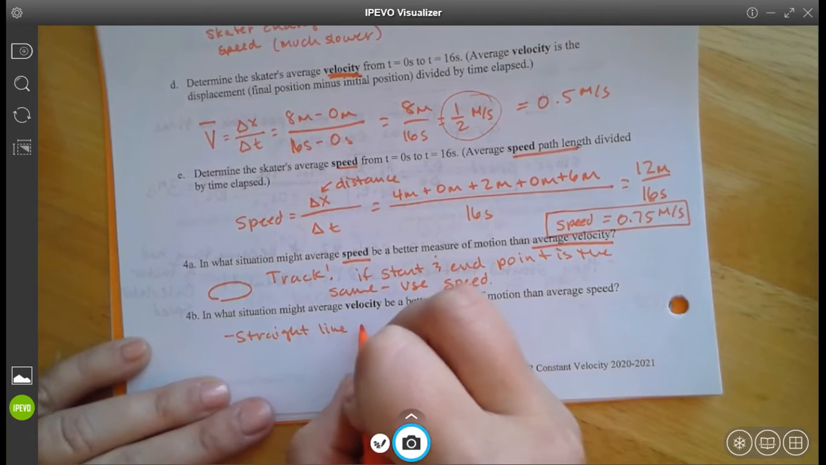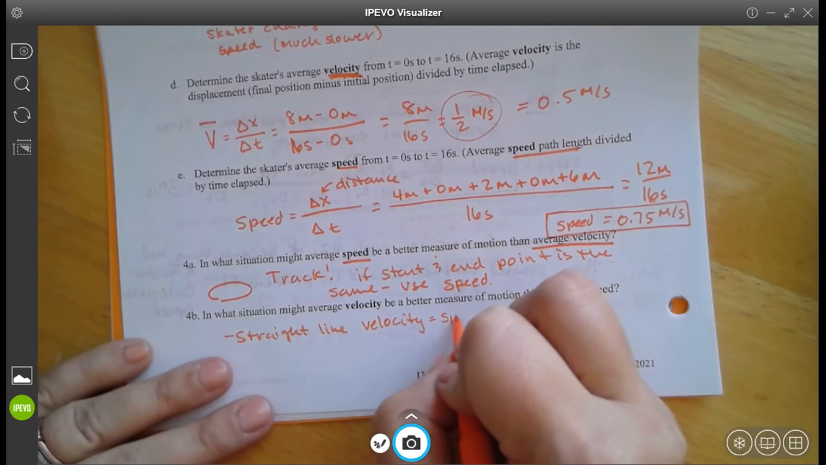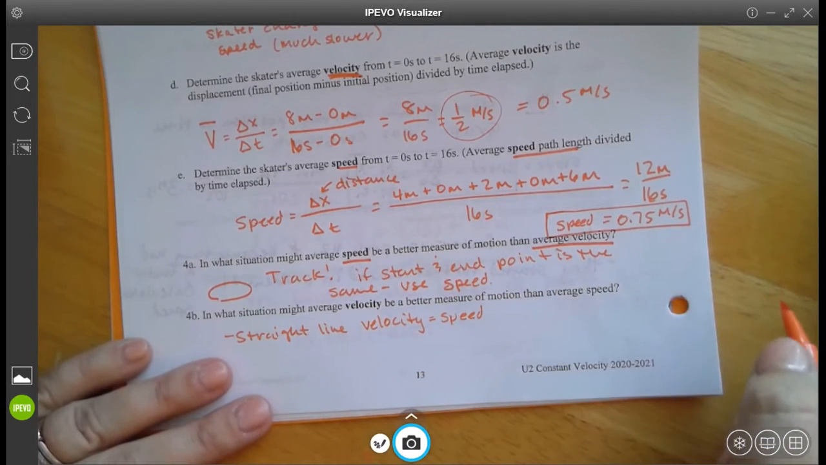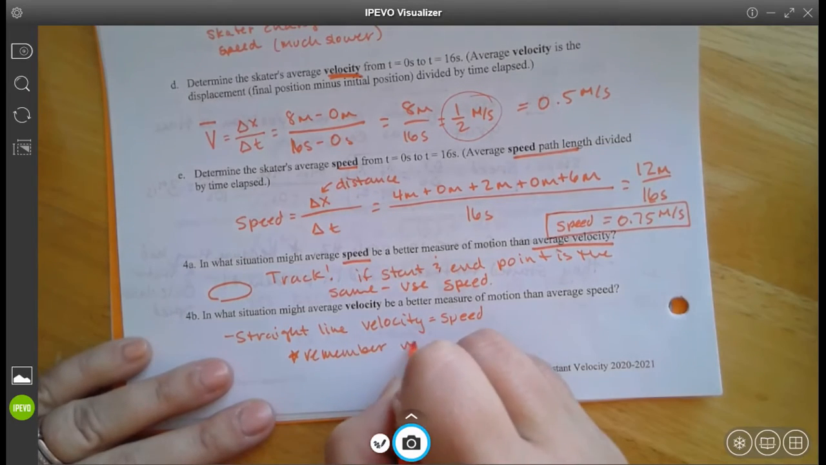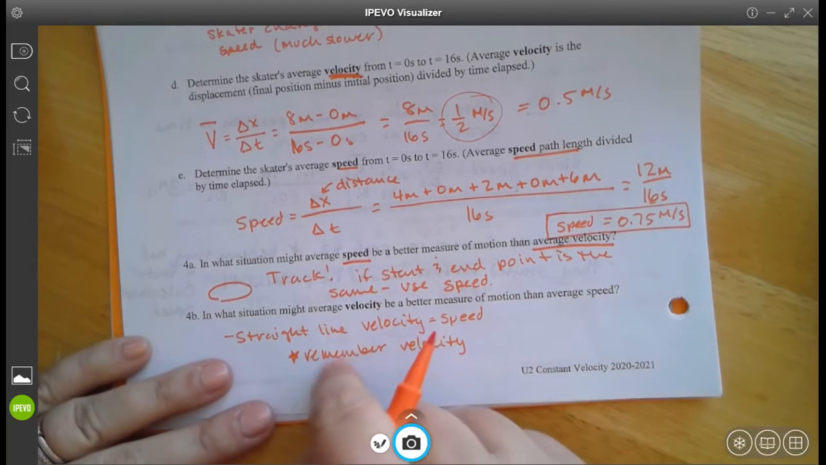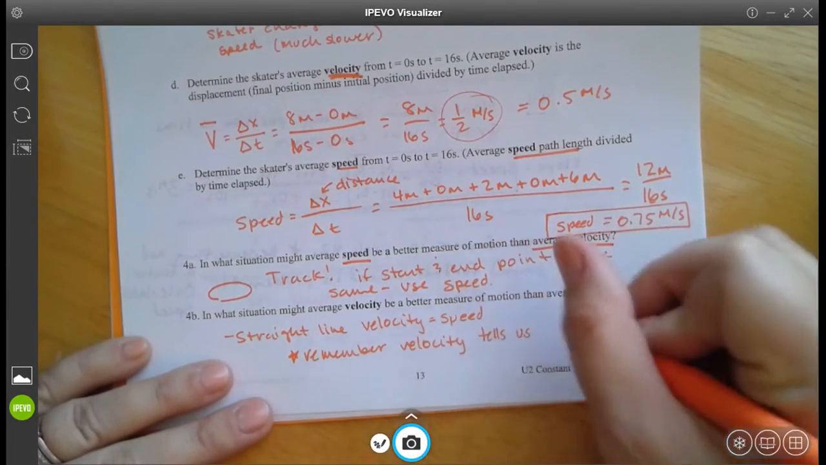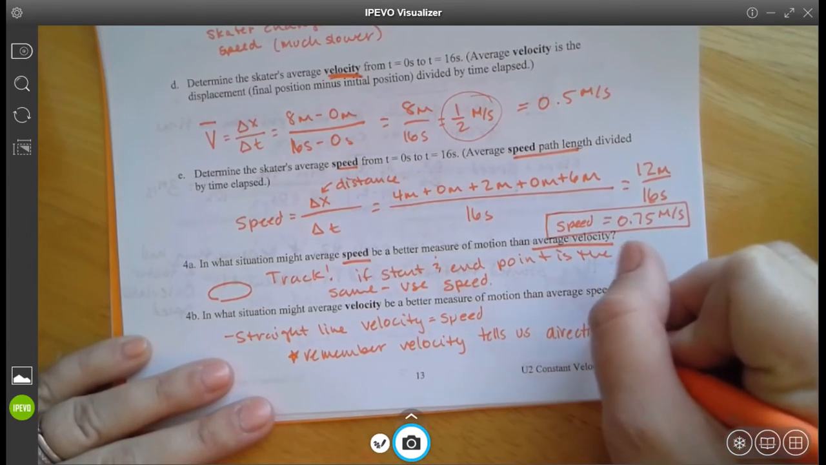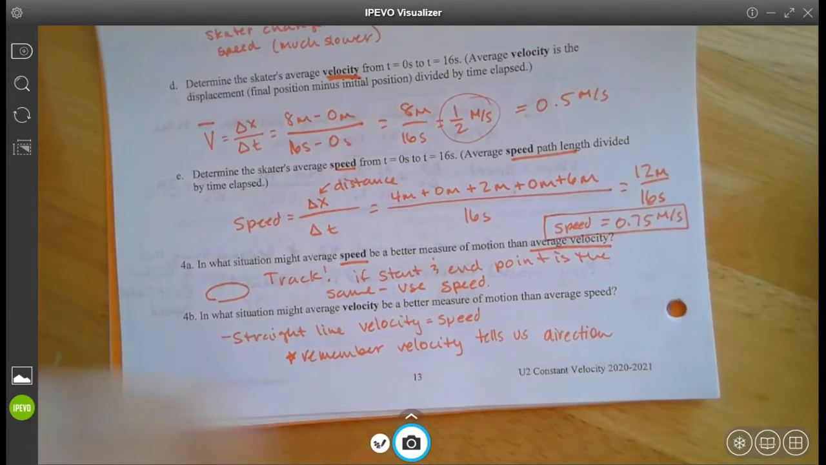And if you're going in a straight line, you may prefer velocity because that tells you something about direction. If you've got two objects that are going in separate directions but at the same speed, velocity will be able to determine the differences between those. So those are some times that might be a nice thing to do. You guys have any questions about that one? No questions? Okay.